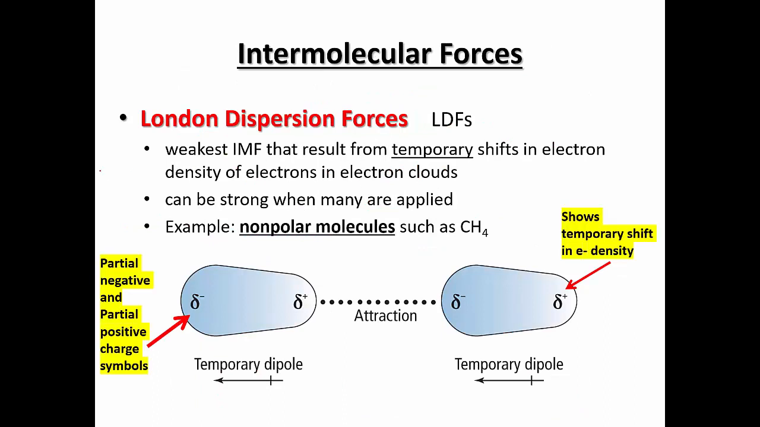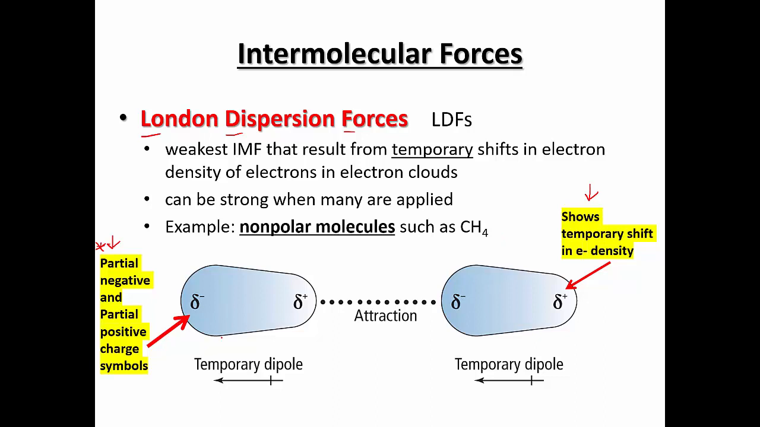LDFs, known as London dispersion forces, are the weakest of the IMFs, and result in a temporary shift in electron density of electrons in the electron cloud. They can be strong when many are applied, but still very weak. They usually are non-polar molecules, such as CH4. I'd like to make sure we add in this note here and this note on the other side.